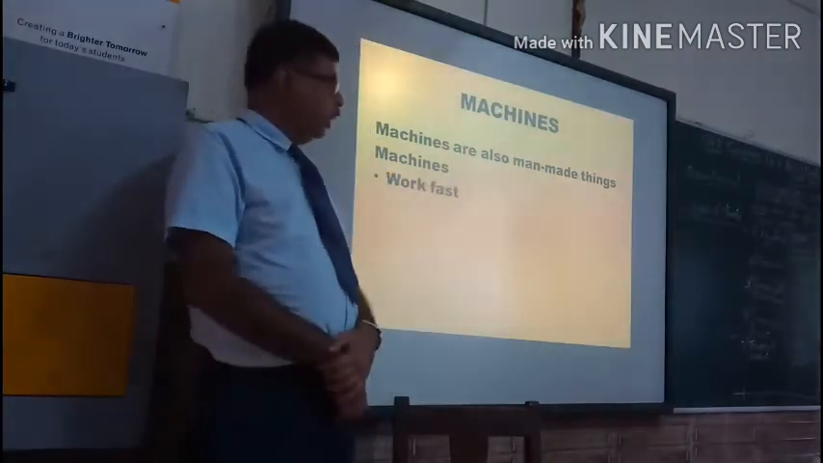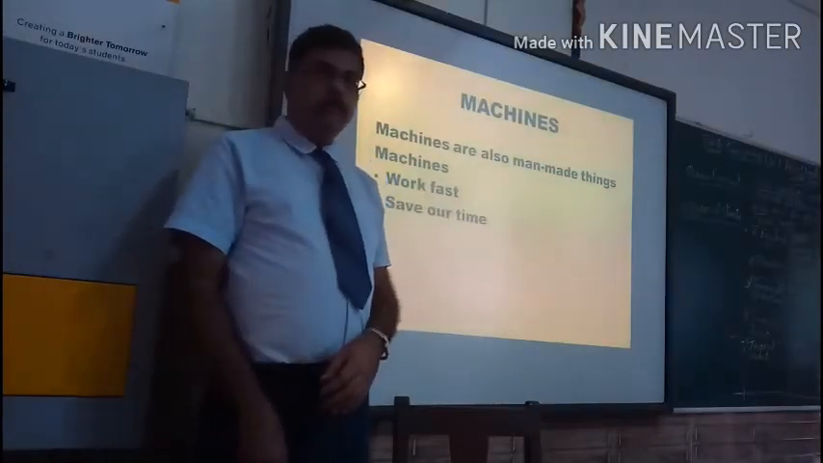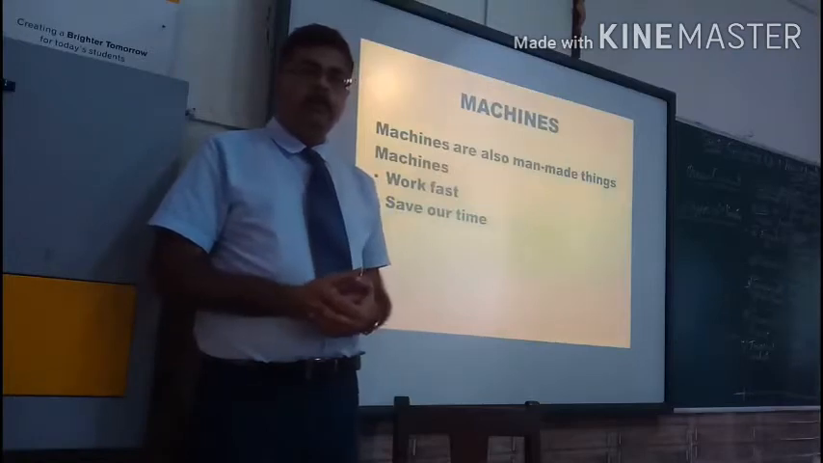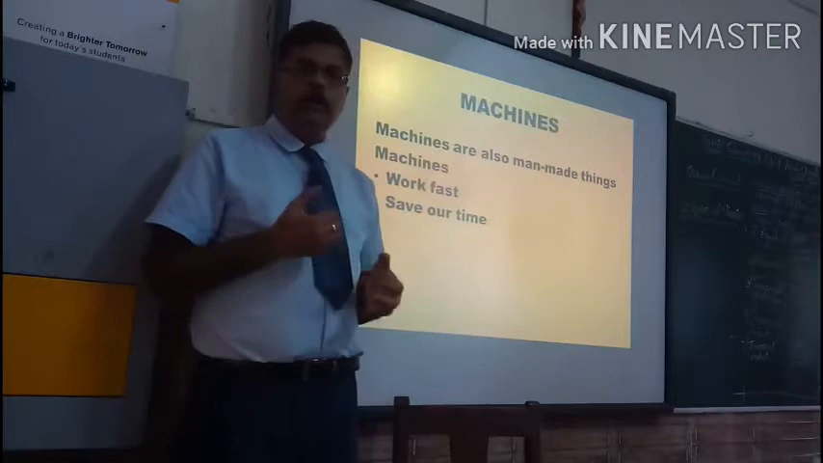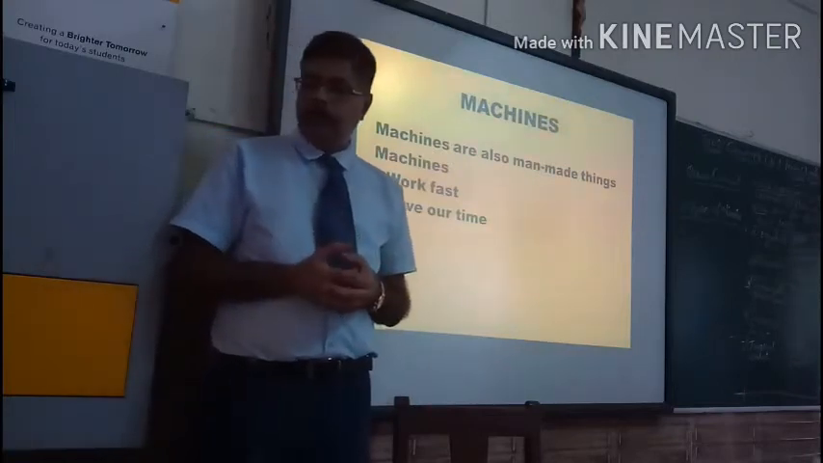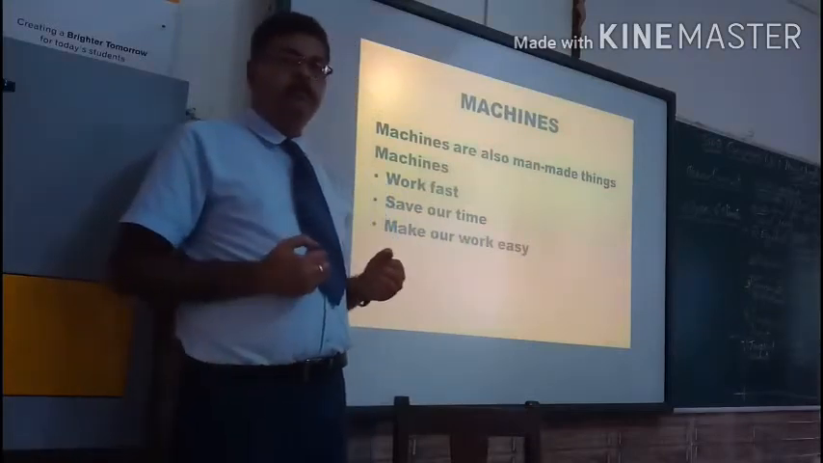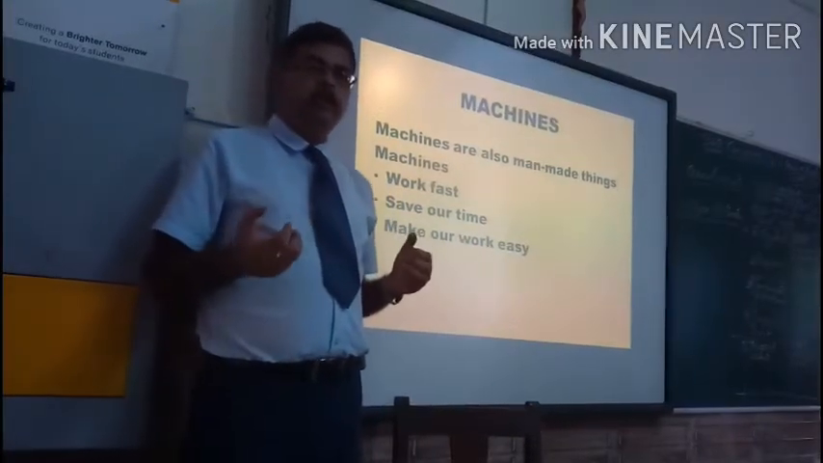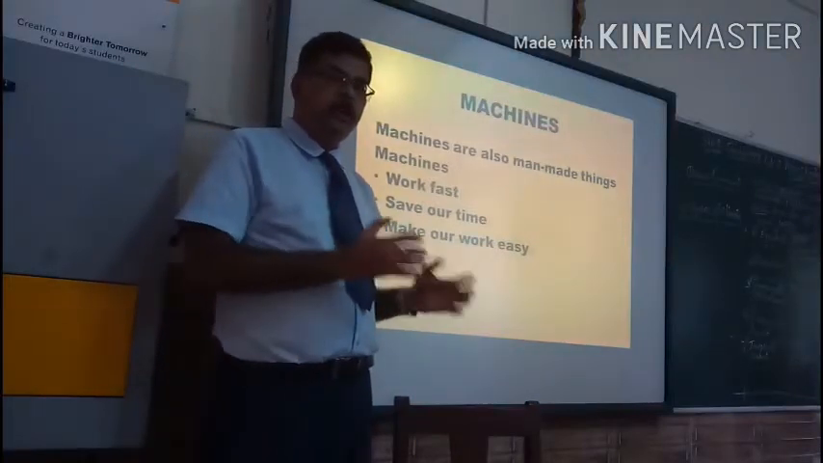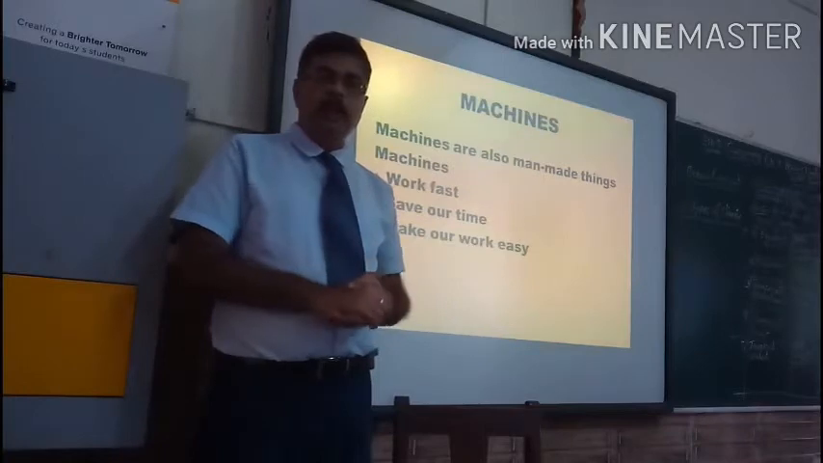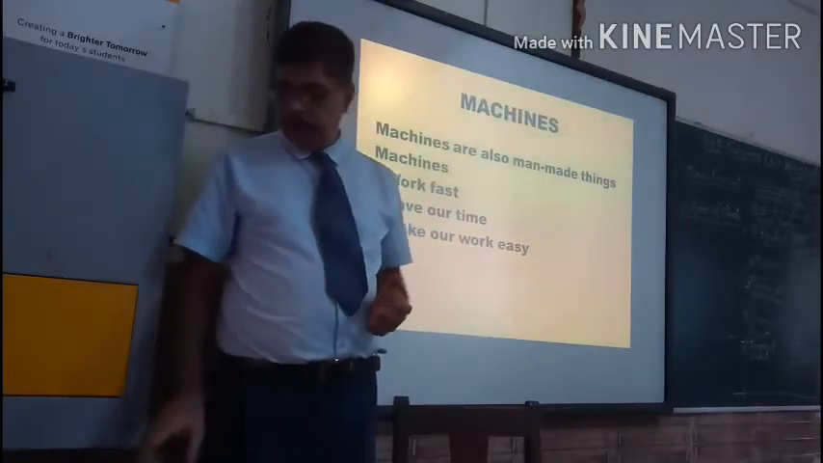Machines, they work fast, okay? They save our time. Your mummy at home uses a washing machine to wash your clothes. Washing clothes with a machine is faster than washing by hand. They make our work easy. Ask your mother which is easier, washing clothes with a washing machine or washing clothes without a washing machine. Obviously the answer will be with the washing machine. So machines make our work easier.